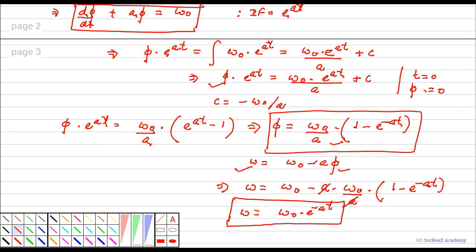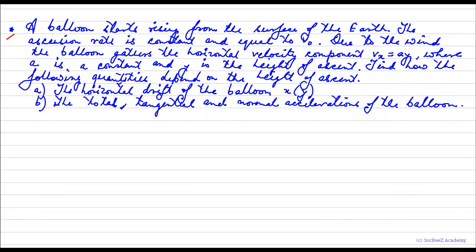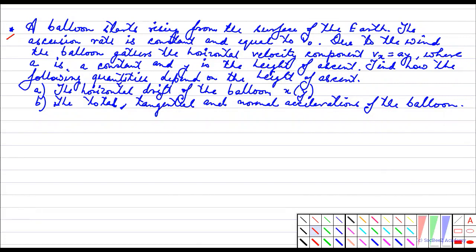Now let us begin the next problem in the topic of kinematics, which is this. A balloon starts rising from the surface of the earth. The ascension rate is constant and equal to v0. Due to the wind, the balloon gathers the horizontal velocity component vx equals ay, where a is a constant and y is the height of ascent. Find how the following quantities depend on the height of ascent: the horizontal drift of the balloon, represented as x(y), and the total tangential and normal accelerations of the balloon.